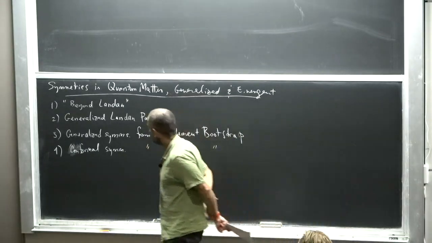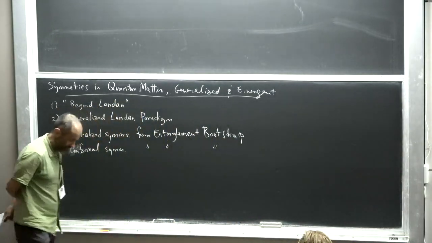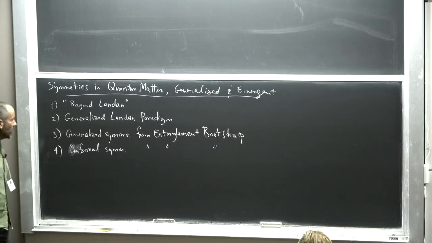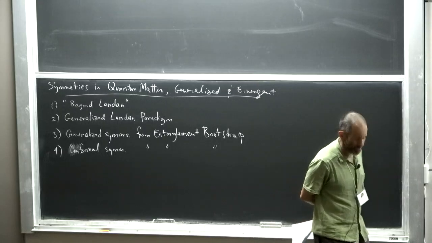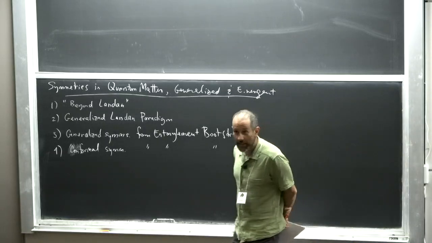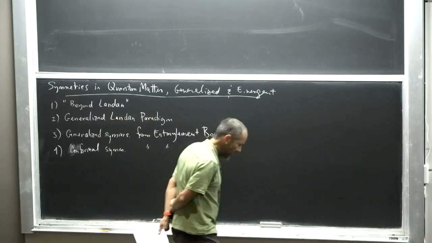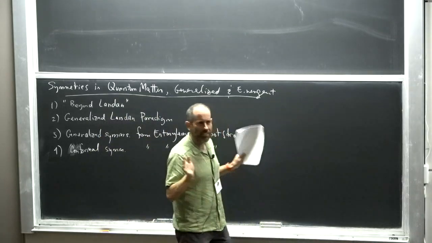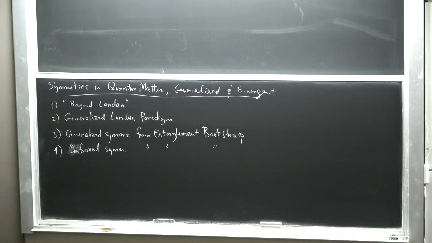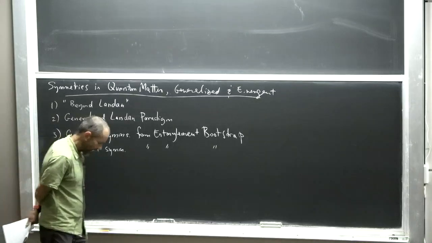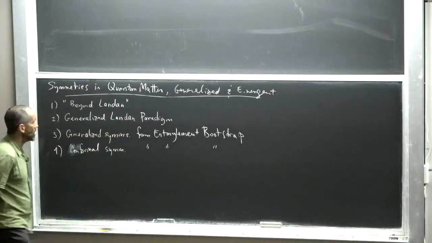So my title is Symmetries in Quantum Matter. This is a more refined title, Generalized and Emergent. And my rough plan is the following. We've already had at the school a number of beautiful lectures about describing gapped phases of matter using topological field theory. So I feel like maybe it's my job to give more of a condensed matter-y point of view on some of these ideas, and maybe back up a little bit and say something about a big picture of how we think about phases of matter.